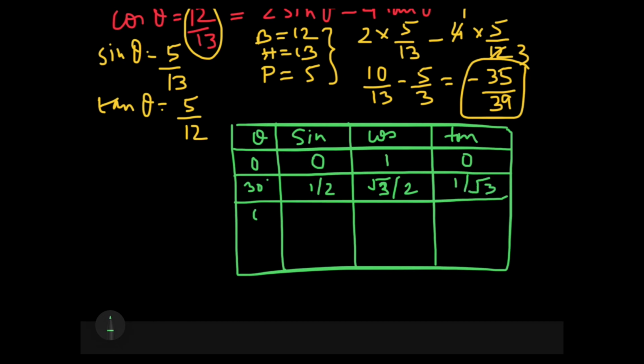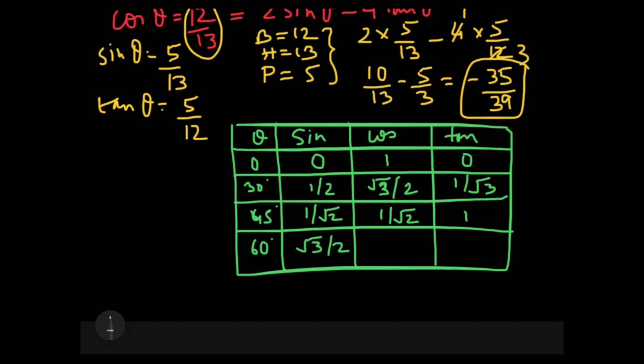Now, the next angle is 45 degree. 45 degree is an essential angle because it is a value in which sine and cos are the same, that is 1 by root 2. Both are the same, 1 by root 2, for sine and cos 45 degree, and tan 45 degree is exactly 1. Now, for 60 degree, the value of sine 60 degree is the value of cos 30 degree, that is root 3 by 2.